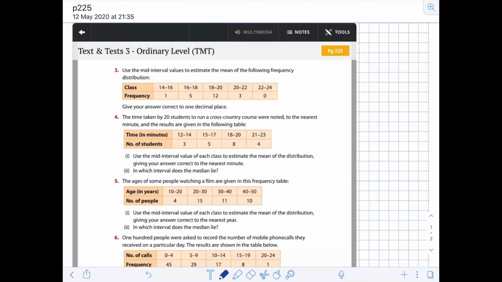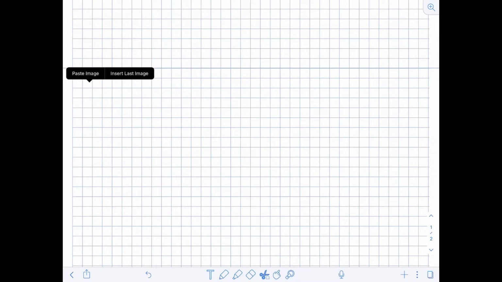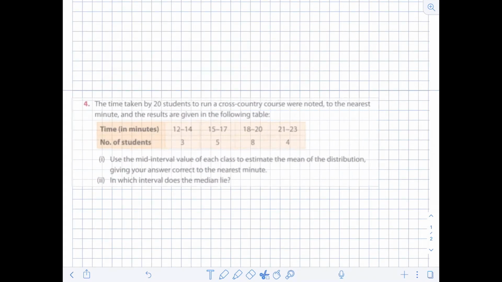Okay, so let's take a look at question 4. We're going to take a look at this question here. I haven't read it in a while, so I'll copy it out. Copy. And let's go down here. Okay. So maybe make that a bit bigger.